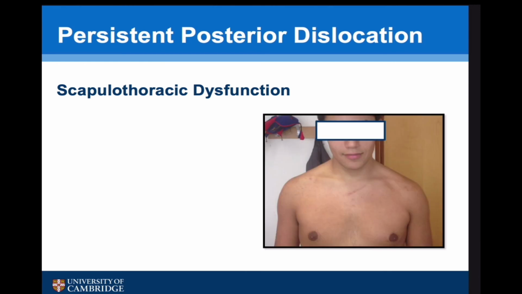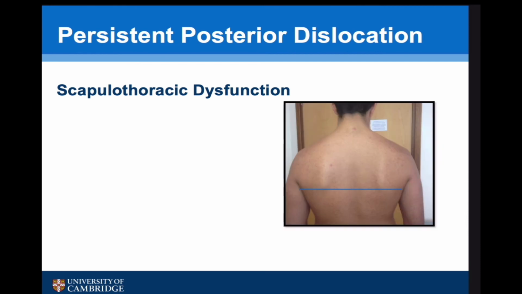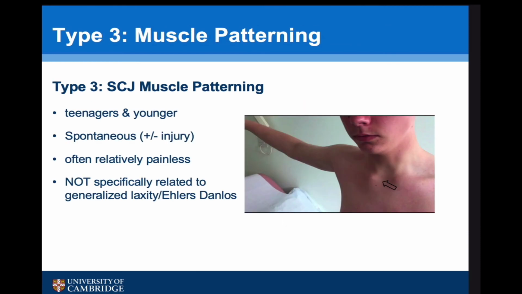So we undertook a stabilization. So this is him post reduction and fixation. You can see he's now symmetrical from the front, and more importantly to him, his scapula is at the same height. So type 3 muscle patterning SCJ problems are probably the most common that we see.